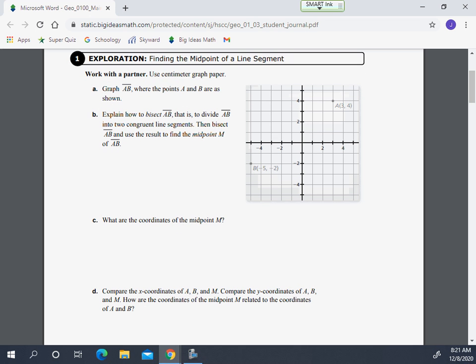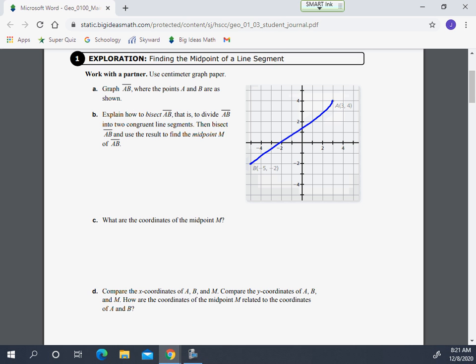All right, this first exploration says graph AB, where points A and B are as shown. So we have to graph this segment AB. Remember, a line segment has two endpoints and a line in between. So we have point A, point B. Our line segment is going to go right in between there. Now imagine that's a straight line. I don't have a straight edge for my smart board. I wish I did, but I don't.